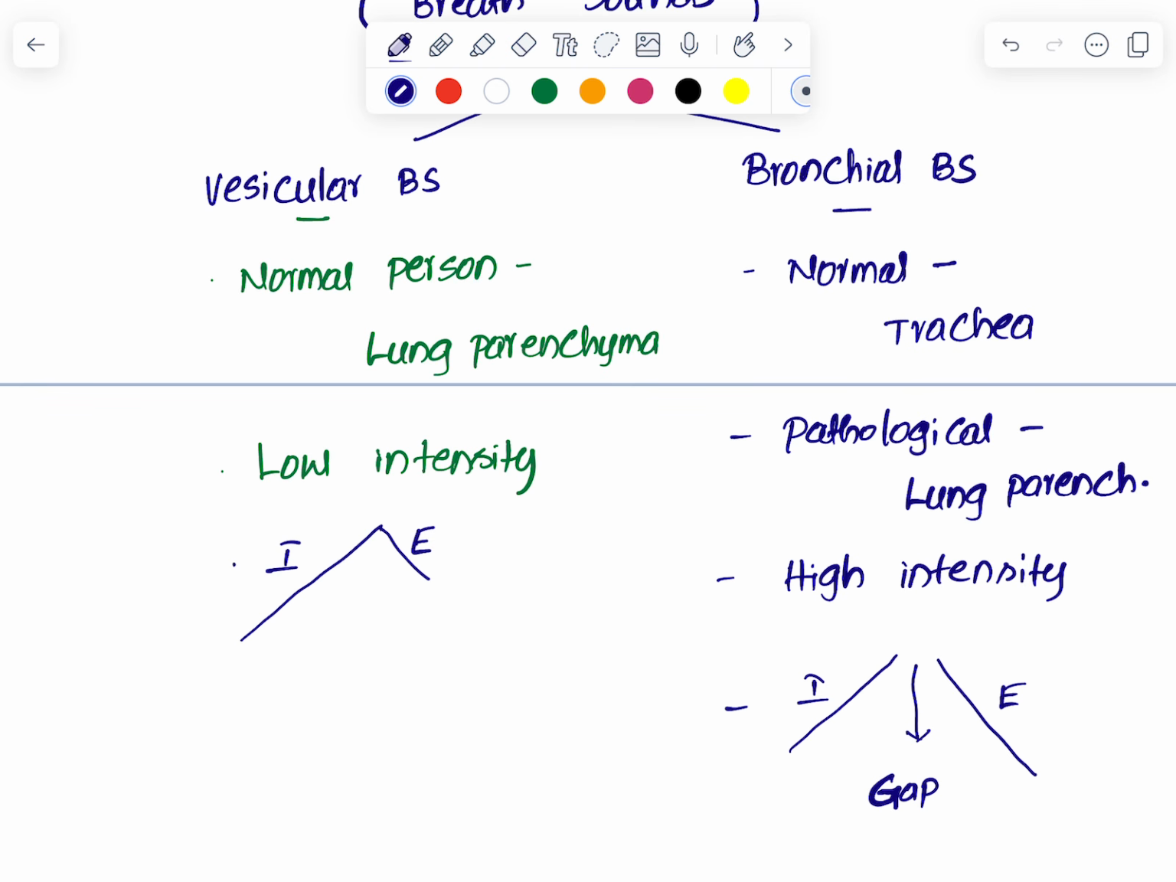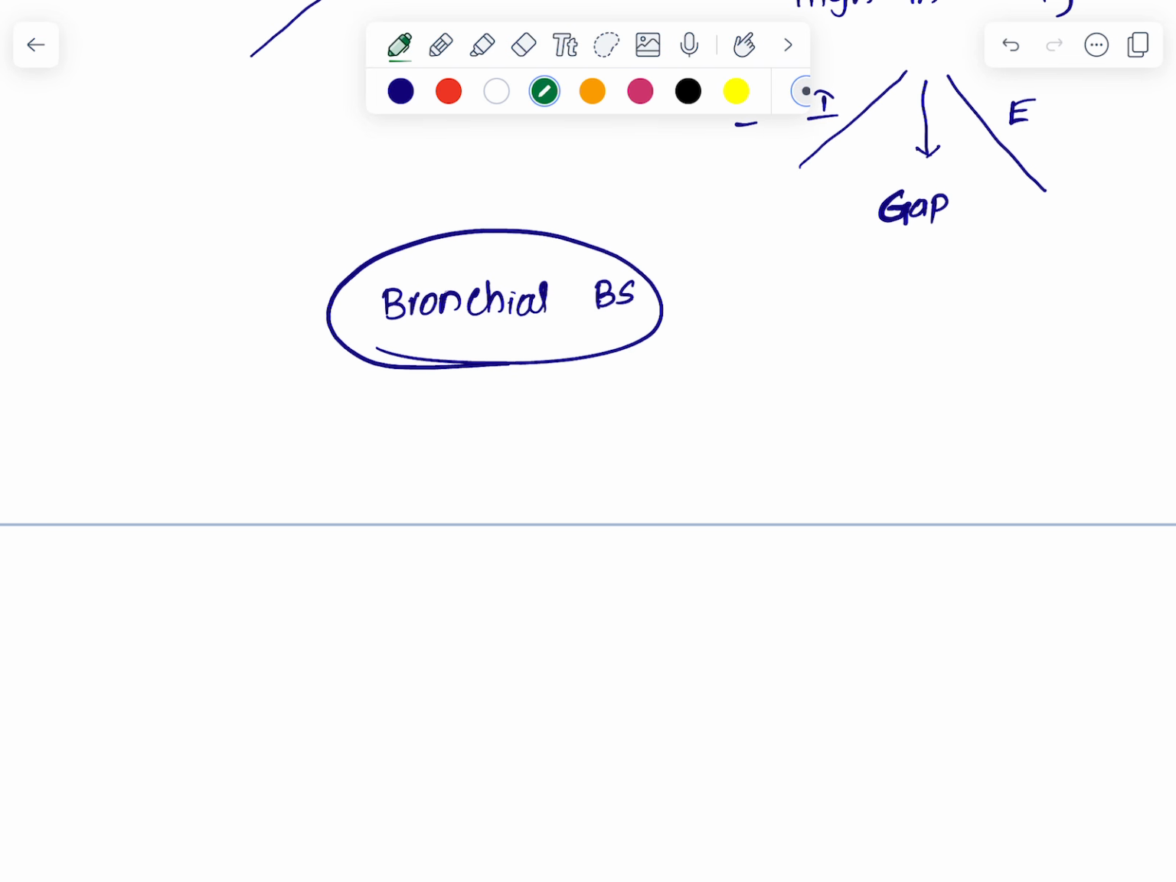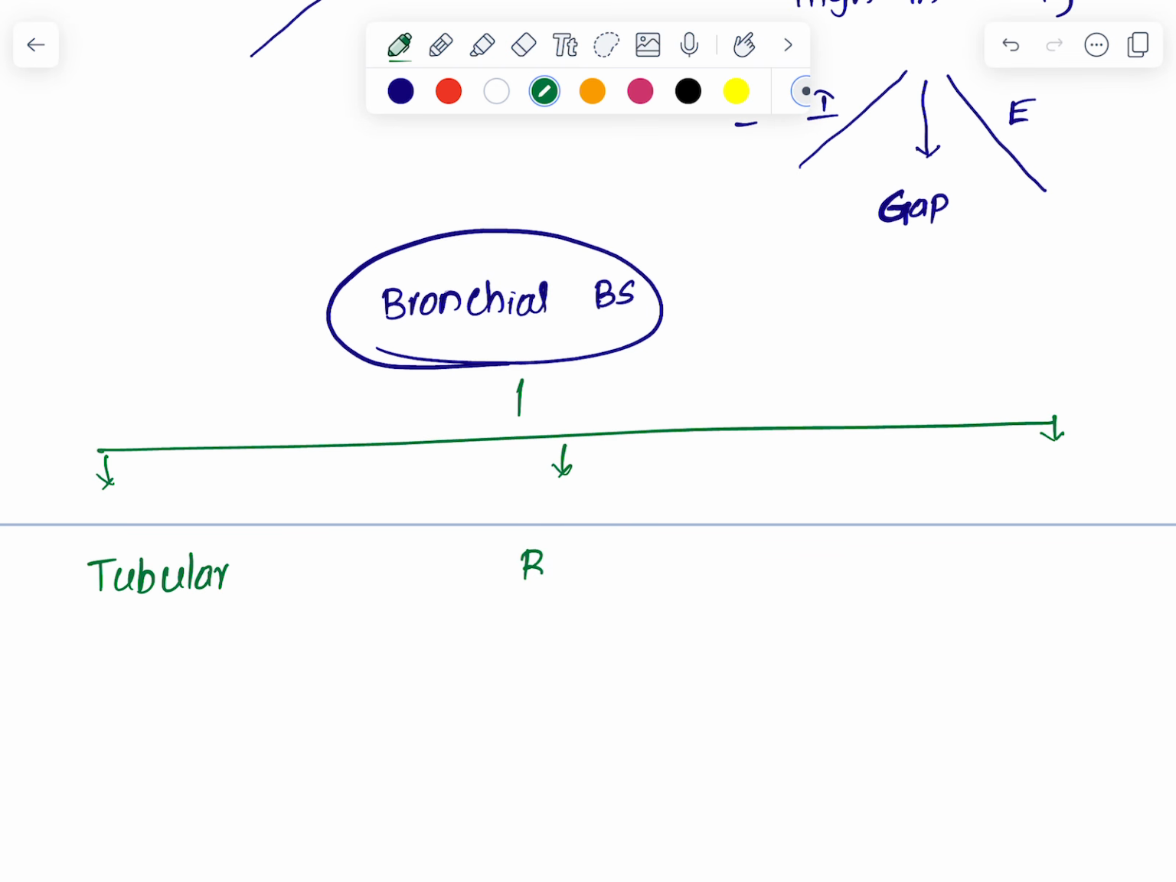Now take these bronchial breath sounds. They are totally of three types. The three types of bronchial breath sounds include, number one, tubular type of bronchial breath sounds, then cavernous type of bronchial breath sounds, and then amphoric type of bronchial breath sounds.